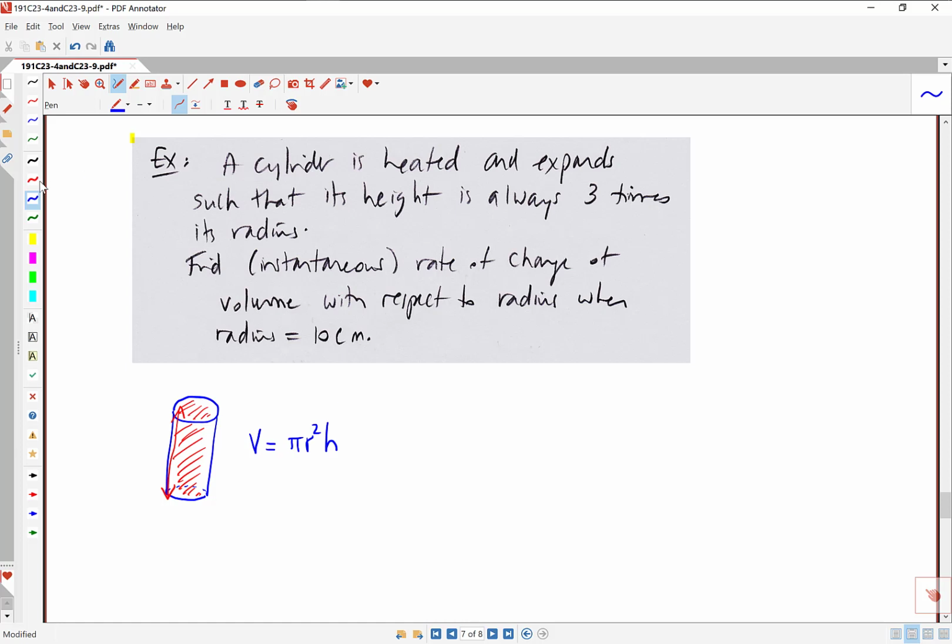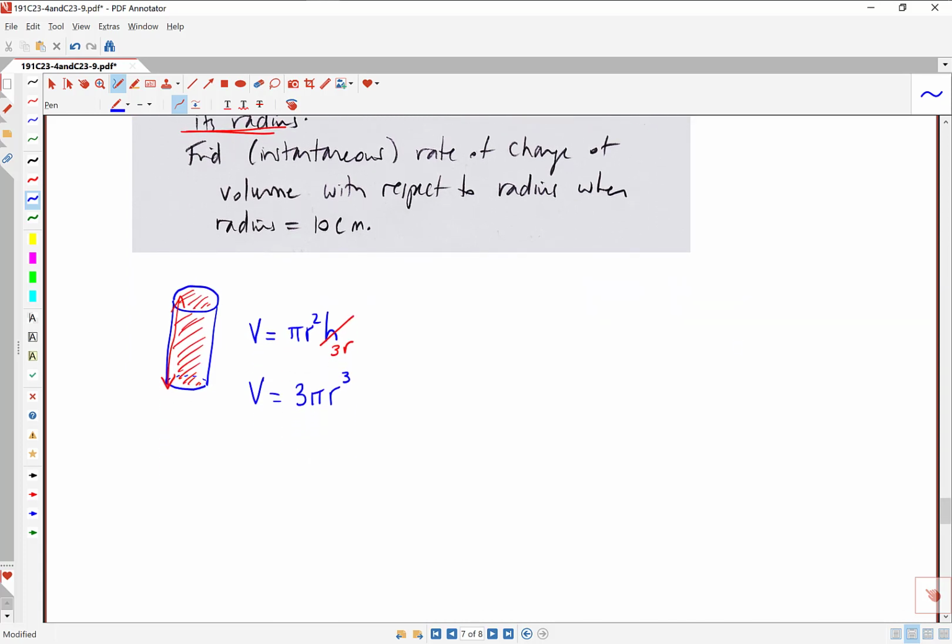Great. Now this cylinder is special because its height is always 3 times its radius. So that's true at the beginning of the problem, and it's true as this cylinder gets heated and expands. So we're going to replace this h here with a 3r. Height is 3 times the radius. So we actually get a new and improved formula for the volume. It's 3 pi r cubed. Okay, so that's good because now we're in the familiar territory of having a function defined in terms of a single variable. Now we want to find the instantaneous rate of change of volume with respect to radius.